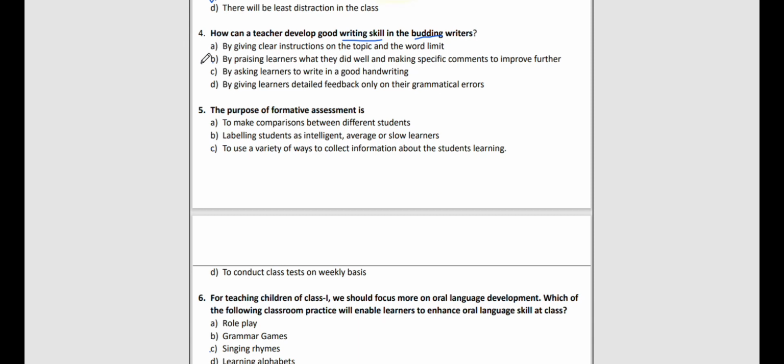So the correct answer here is option B, that is, by praising learners for what they did well and making specific comments to improve further. See, we as teachers do not have to always complain or always criticize our learners, right? We as teachers should act as role models.